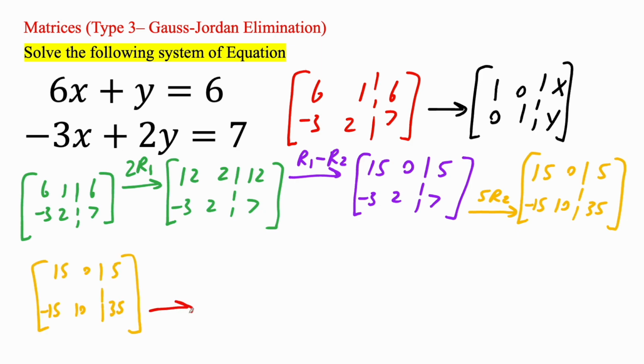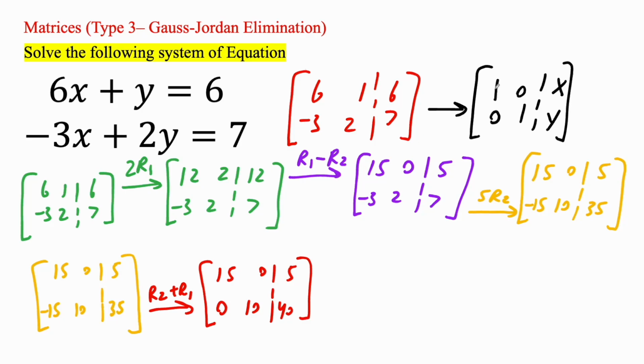Now what I'm going to do next is take row 2 and add row 1. I'm doing this because I want this piece to be 0. So row 1 remains the same: 15, 0, dash, dash, dash, 5. Here, negative 15 plus 15 is 0. 10 plus 0 is still 10. 35 plus 5 will give you 40. And now for the easy part.